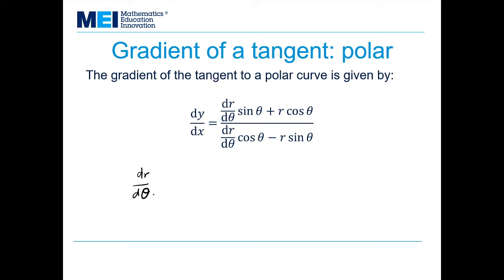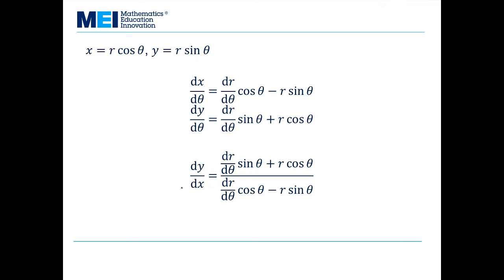The problem is this dr by d theta is not telling us how y is changing with x, which is what the gradient is all about. It's telling us how r is changing with theta. So in order to work out the gradient of the tangent, I need to use this formula, and I need to not be tempted to just write down dr by d theta on its own. So let's have a look at where this formula comes from.